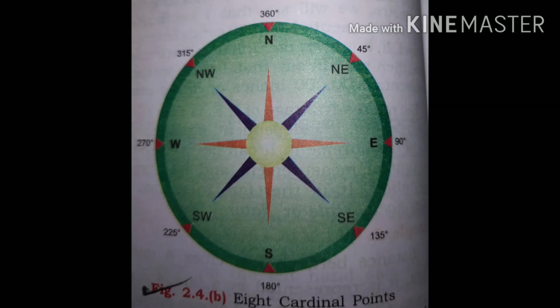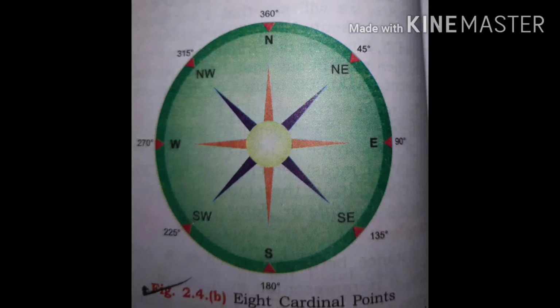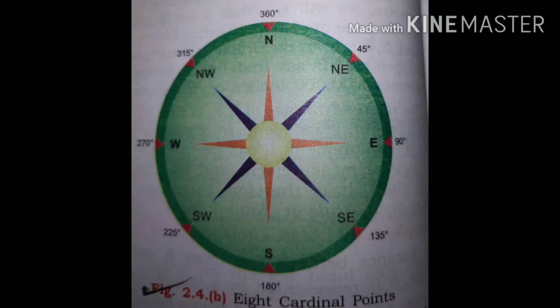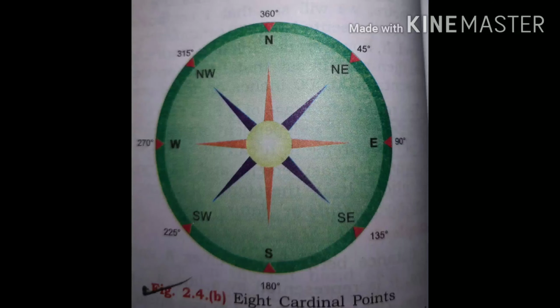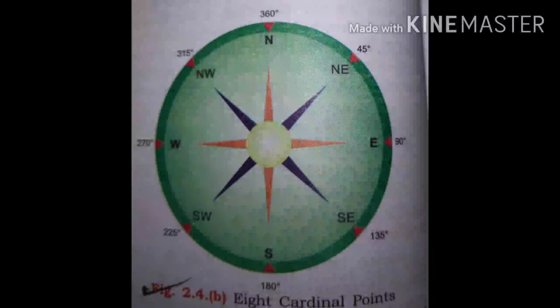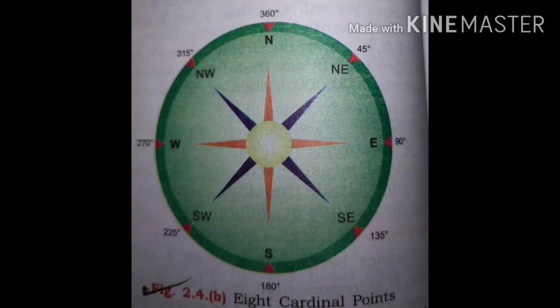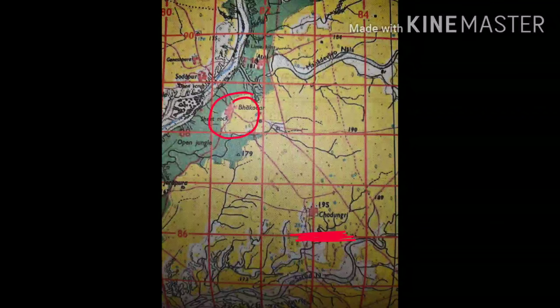Now we'll see how to find directions in the map. Finding directions in the map is a very easy task. We all know that north is always in the upward direction in the map. From this north we can find other directions. We generally show 8 cardinal directions. Those cardinal directions are east, west, north, south, southeast, northwest, northeast, and southwest.